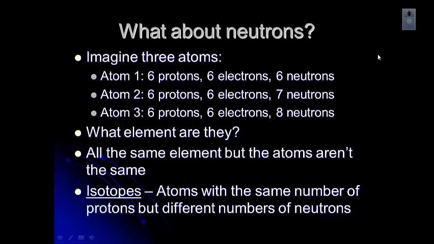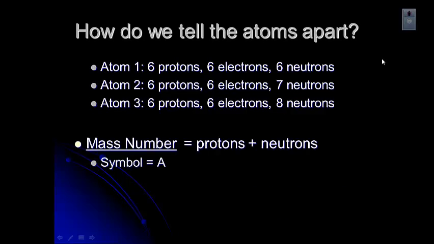So let's look at these a little more closely. The mass number is equal to the protons plus the neutrons. If we look at these different atoms, this atom has a mass number of 6 plus 6, so a mass number of 12. Atom 2 has a mass number of 6 plus 7, so a mass number of 13. And atom 3 has 6 protons and 8 neutrons, which gives us a mass number of 14. So those are different mass numbers, and that's how we can describe that.